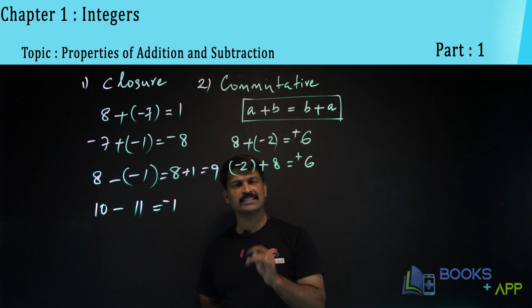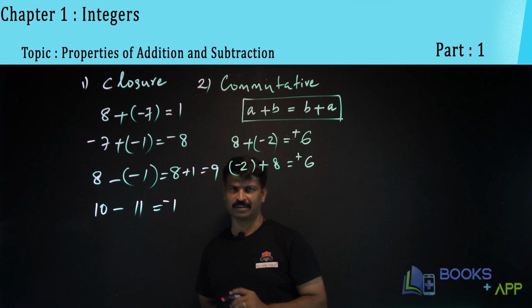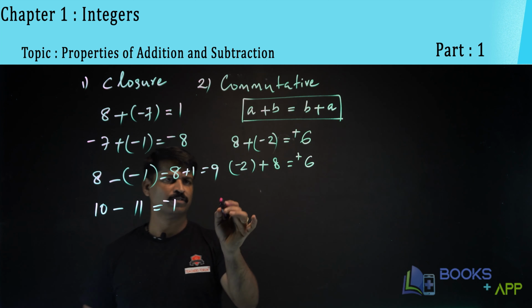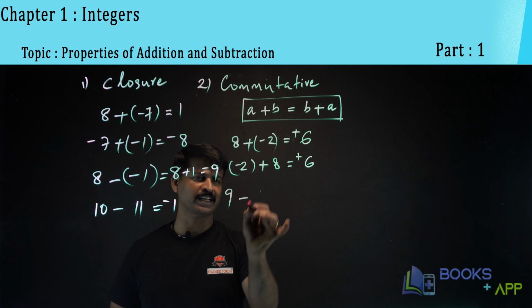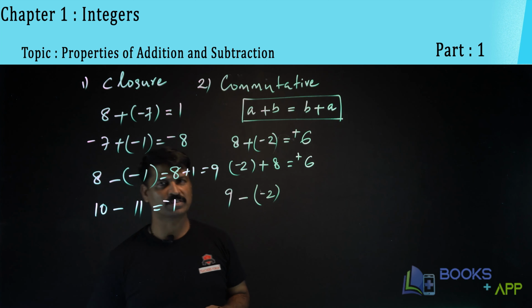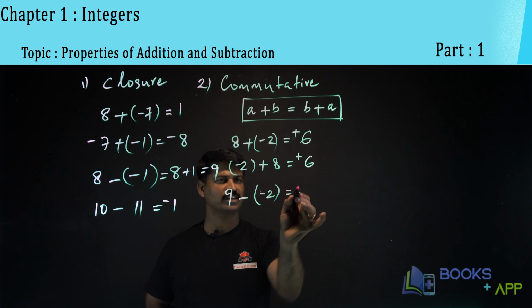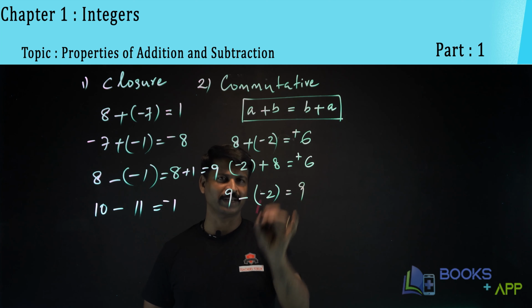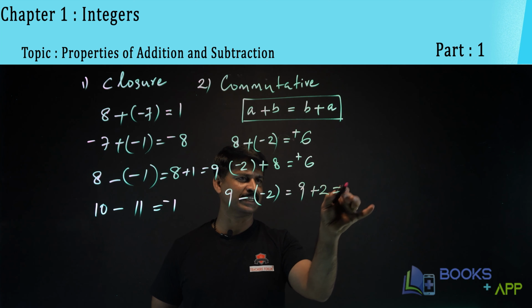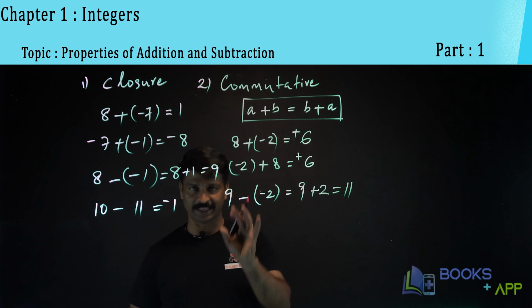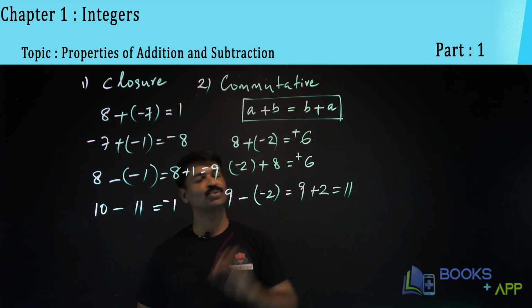Now let us take the example of some subtraction. Let us subtract two numbers. For example, 9 minus minus 2. We are going to subtract it. Can you tell me what is the answer? 9 minus minus becomes plus, plus 2, that is 11. So 9 minus minus 2 is equal to 11.